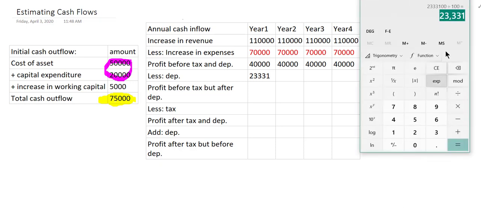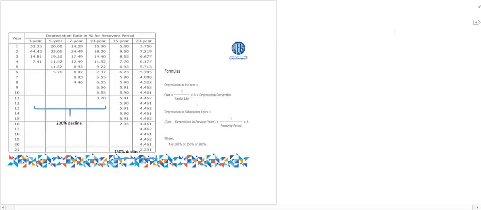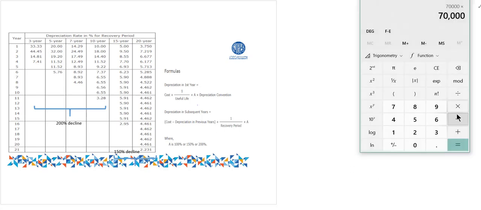As well as you can calculate for the second year. How much was the amount of depreciation? Depreciation was amount of 70,000. It should be multiplied. Multiplied to what? Multiplied to the rate. Take the rate for the second year, 44.45. So you can memorize this one as well. But don't worry, in the exam, I will provide the rate for you guys.